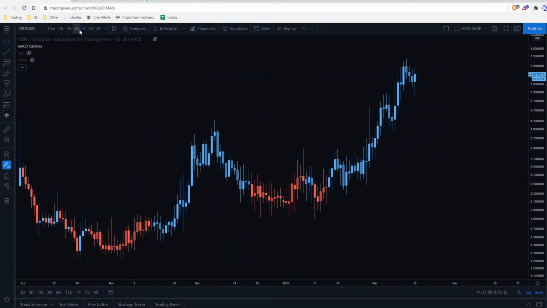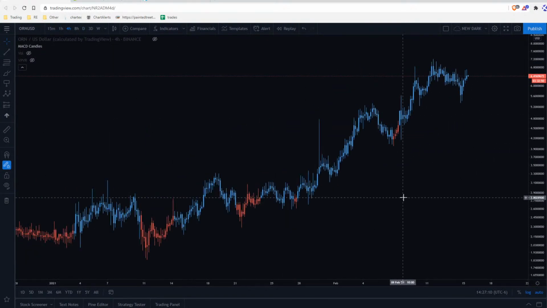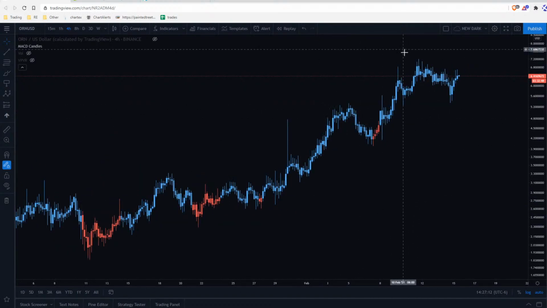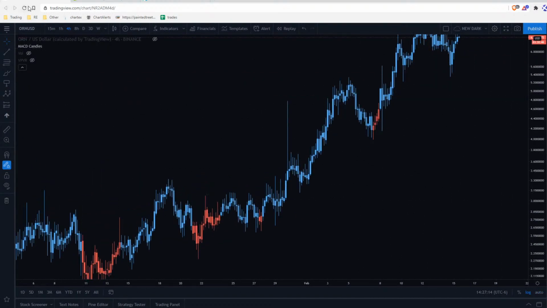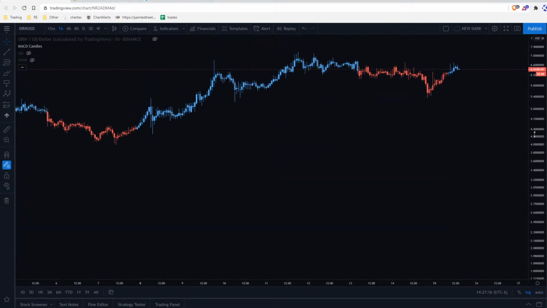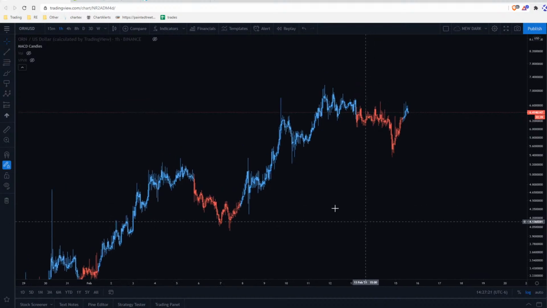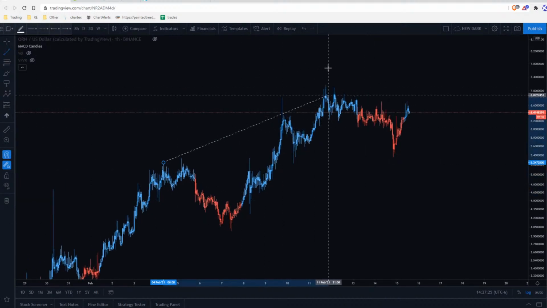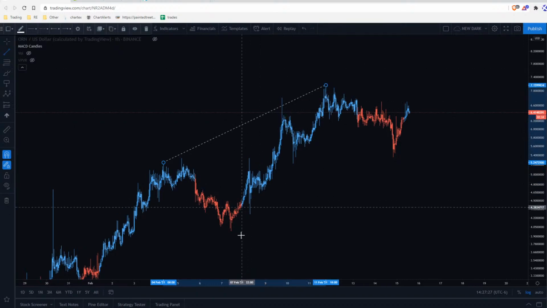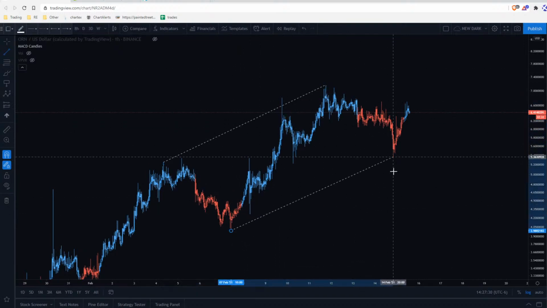Not much to really dissect here, technical analysis wise. We've got a flat here. That looks pretty solid. Let's go to the 1 hour. So this is the same structure as YFII. Another one that has this was Sushi.